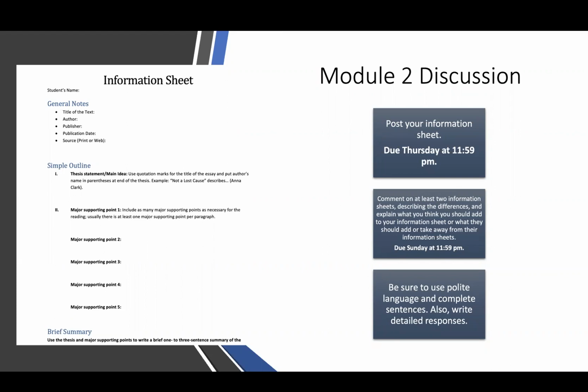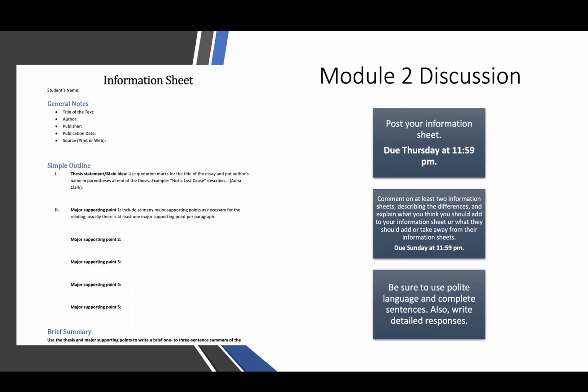It is due this Thursday by 11:59 p.m. And then comment on at least 2 information sheets created by your classmates. Describe the differences that you see between theirs and yours. You might tell them what you liked about their information sheet. So what are some positive things you can share? And then try to provide some suggestions. It could be suggestions on what your classmate could add or change, or it could be thoughts you have now on what you might change with your own information sheet after seeing what your classmates have shared.